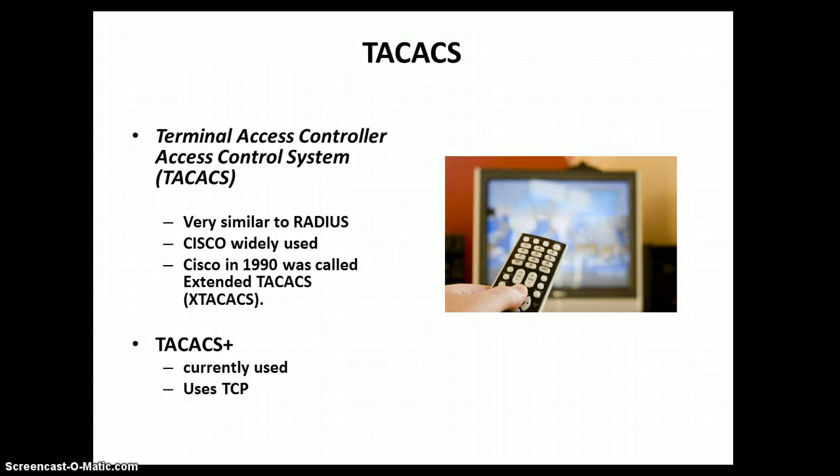The next one that we'll talk about here is TACACS, and it's similar to the Radius component. Cisco put it together early on and created what's called the extended TACACS, or X-TACACS. But now, currently, they use TACACS Plus, and it's used in the connection-oriented protocol, TCP, Transmission Control Protocol.